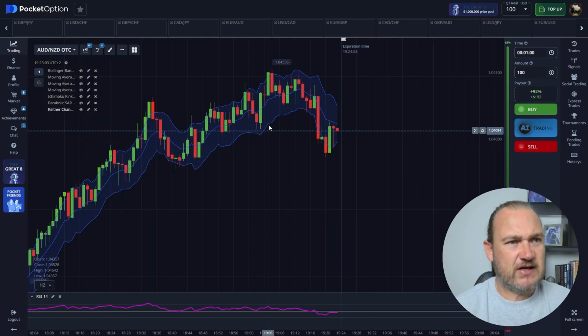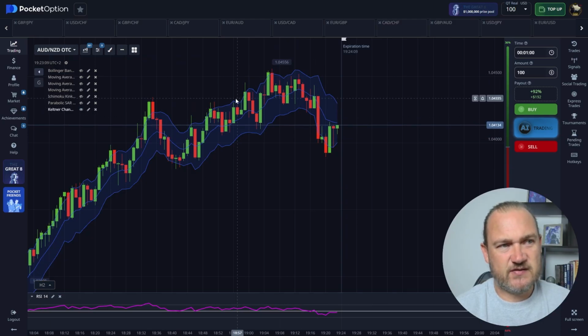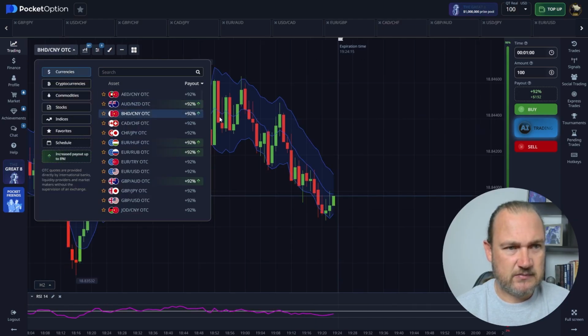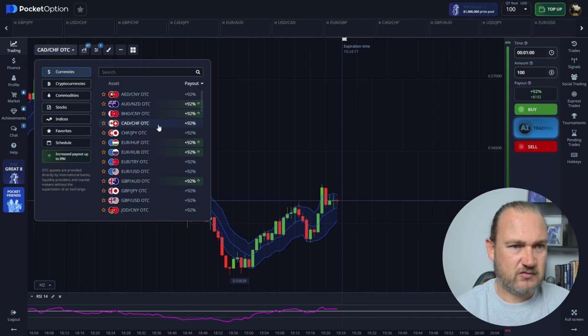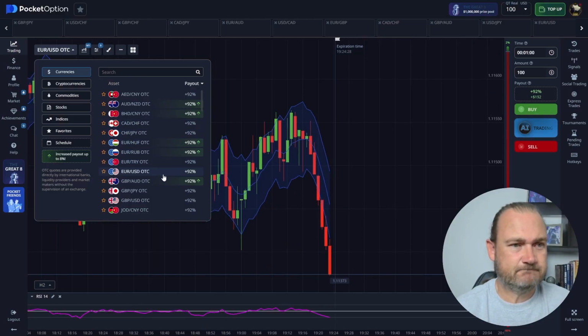We're going to look for assets where there's been a change in direction. We can see that price was running up here in the upper side of the Keltner channel. It made a change of direction, then started coming down. So we're going to look for assets where the price gets out of the Keltner channel after a turn. And then of course we're also going to check the RSI.